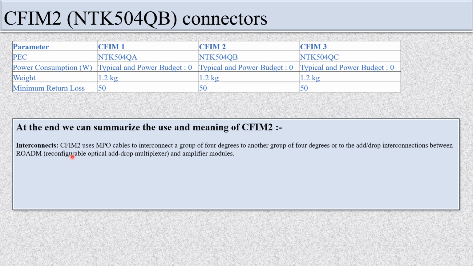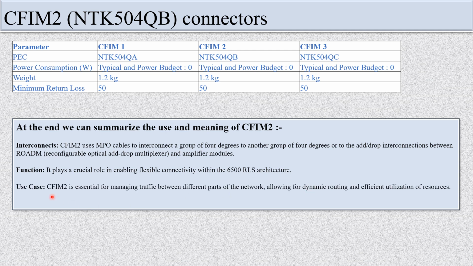CFIM2 uses MPO cable to interconnect a group of 4 degrees to another group of 4 degrees or adopt the interconnection between ROADMs. Function: it plays a crucial role in enabling flexible connectivity within the 6500 RLA architectures. CFIM2 is essential for managing traffic between different parts of the network, allowing for dynamic routing and efficient utilization of resources. CFIM2 bridges groups of degrees and add-drop connections.